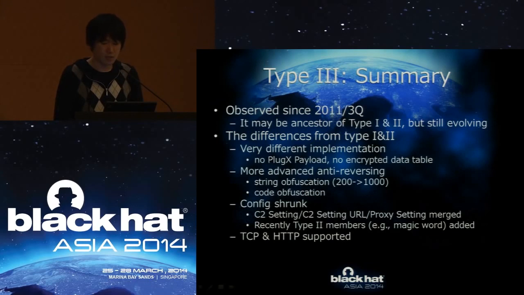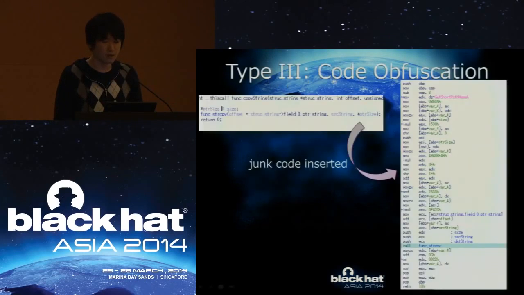Main features are that this type has no PlugX payload, no encrypted data table, and more advanced anti-reversing, including code obfuscation and a shrunk config, but it includes type 2 members like the magic word. Supported protocols are TCP and HTTP. The code obfuscation inserts many junk codes. For instance, a simple function calling string copy looks complicated due to the obfuscation.